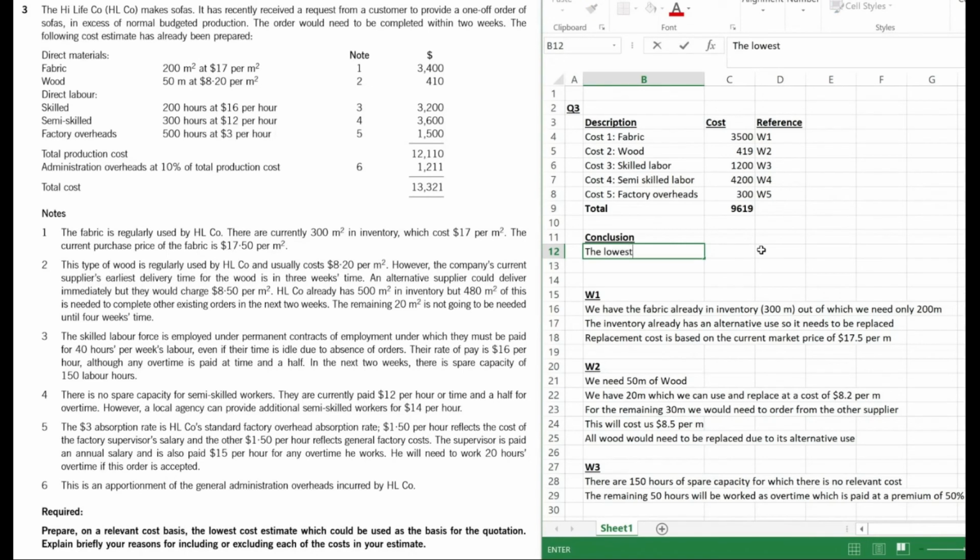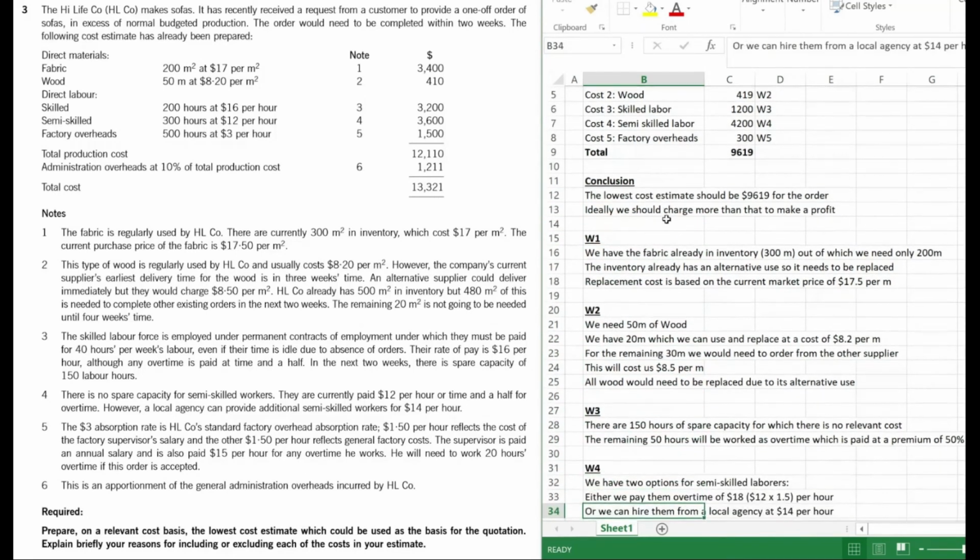The lowest cost estimate should be $9619 for the order. Yeah, right? Ideally, we should charge more than that to make a profit, right? So now we have everything. Nice presented cost card with the references given for the explanations, with the numbers all given, and references to the numbers as well to the paragraphs back in the answer. Furthermore, we have a nice conclusion summing it all up, and we give our explanations in small bite-sized pieces which are easy to follow and understand.